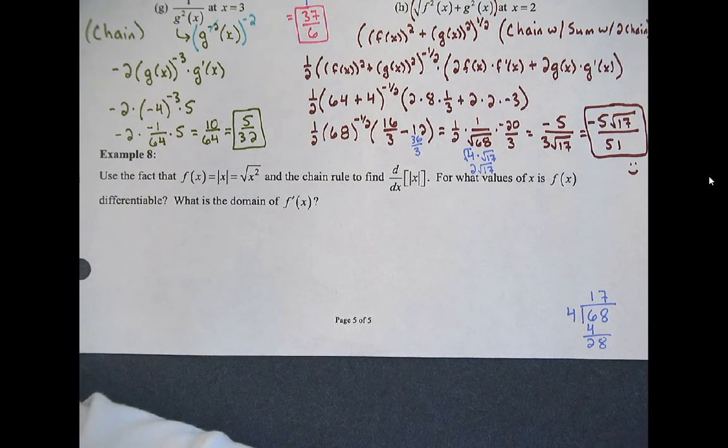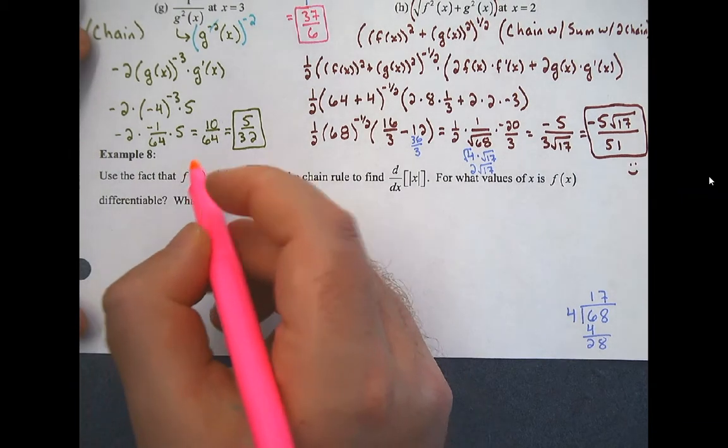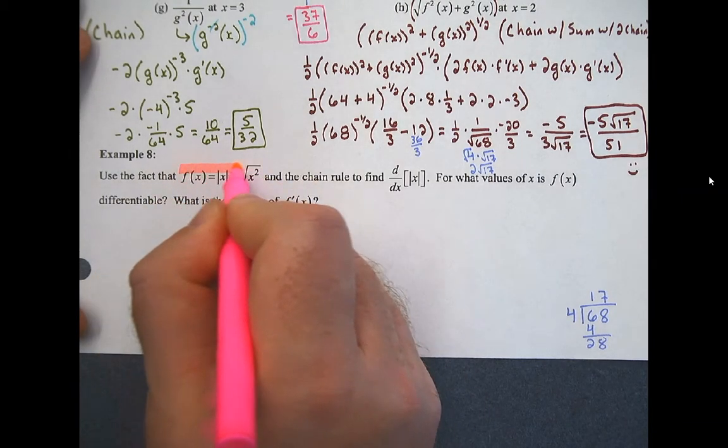Use the fact that absolute x is equal to the square root of x squared, and the chain rule to find the derivative of absolute x. For what values of x is f of x differentiable? What is the domain of f prime of x? So this is interesting. This is a pretty powerful move here in AP.